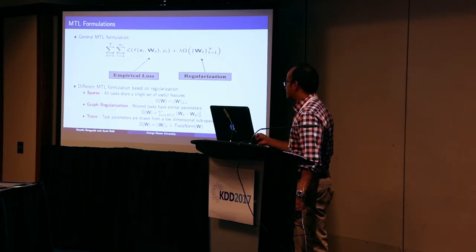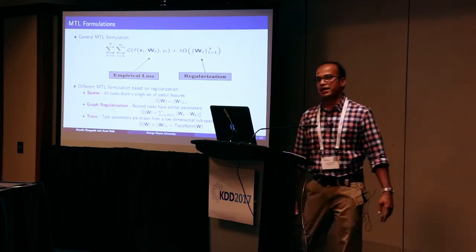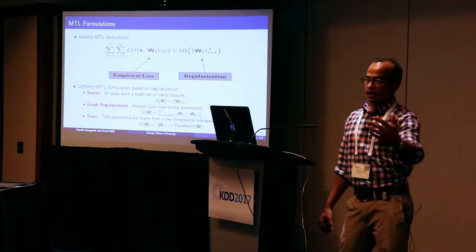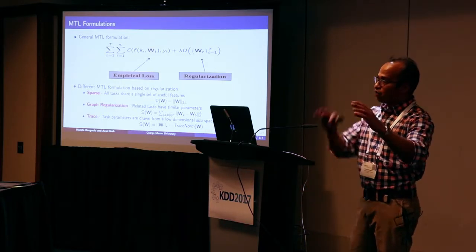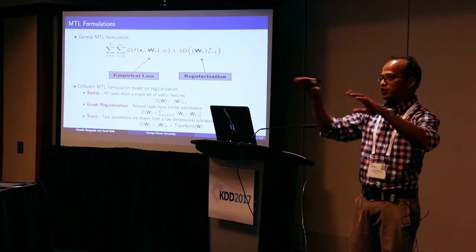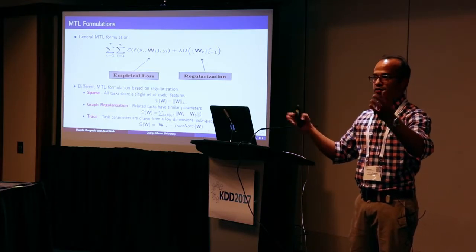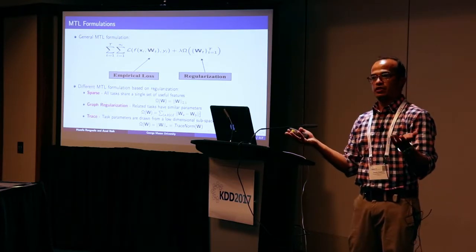All it says is that related tasks have similar parameters. So parent and child will have the same parameters, and nodes which are similar based on any mapping, expert-defined mapping or mapping that you can compute, will be similar to each other.